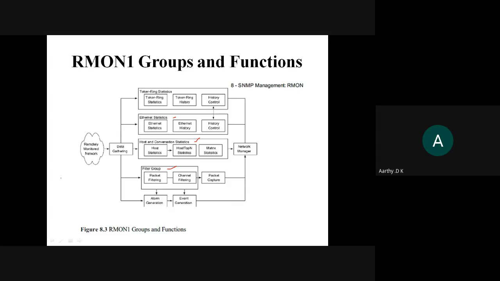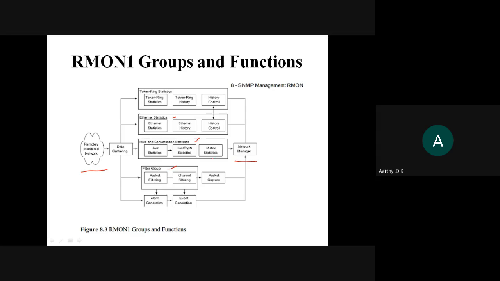So here on your left, you can see that you have a remote monitoring network. Then you have the network manager on the other end. In between these two components, we have this grouping and functions. That is how the remote monitoring works. So what are the different components it has such that it is able to monitor the network?